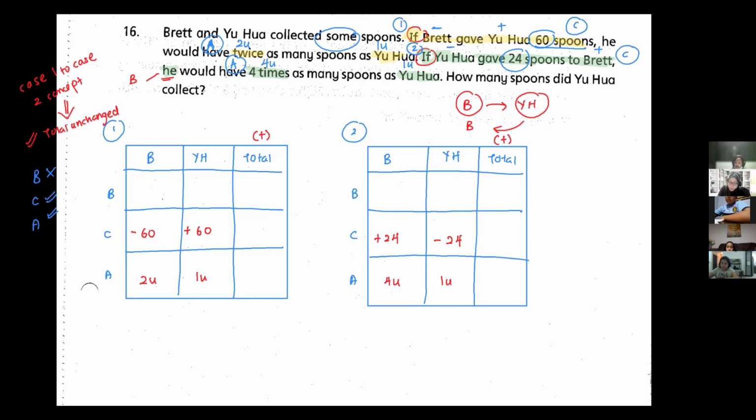So what do I do with total? I take my 2 units plus 1 unit equals to 3 units. And my 4 units plus 1 unit equals to 5 units. Okay, now for the total unchanged concept, the total is the same. So if you look at these two totals, 3 units and 5 units, they are not the same. So you have to make them the same first.